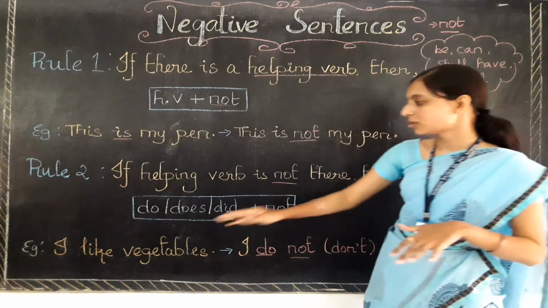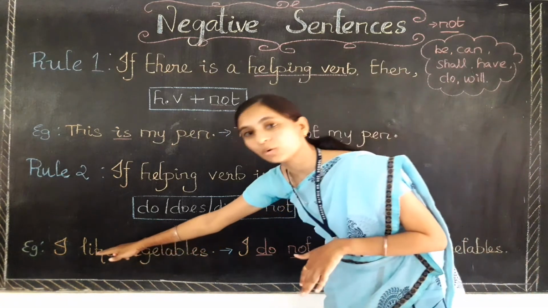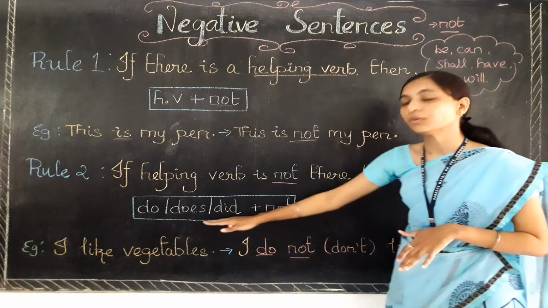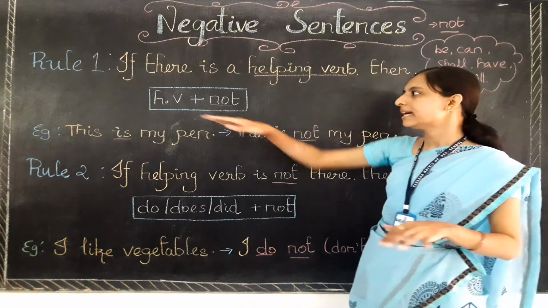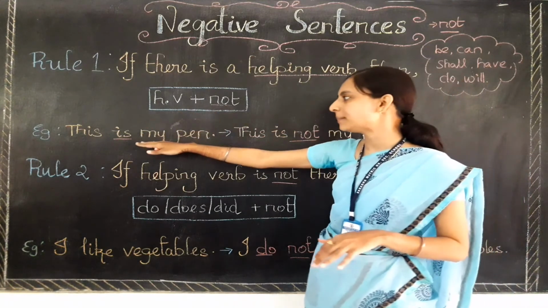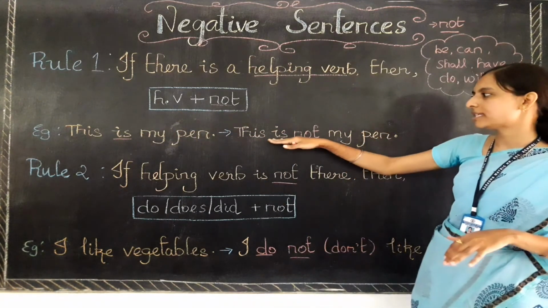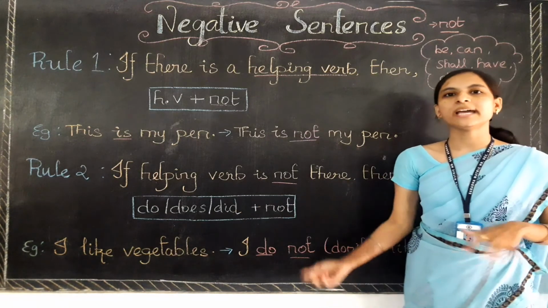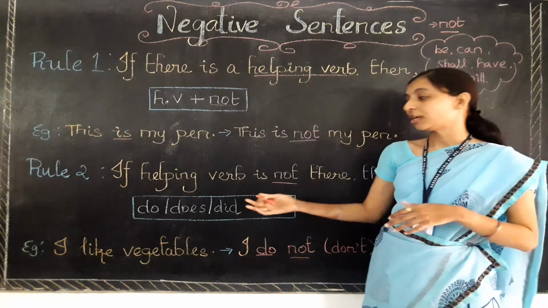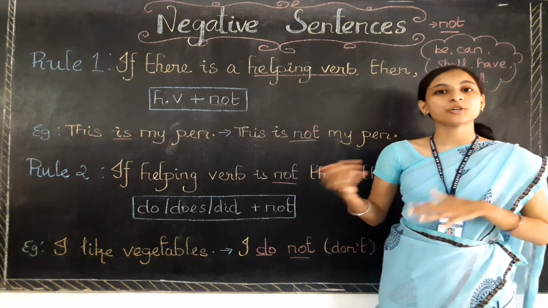So if there is no helping verb, you need to use a do family verb. Suppose there is a helping verb, then it will be very easy: you simply add not. Suppose there is no helping verb, then you need to use a do family verb according to the subject and also the time.